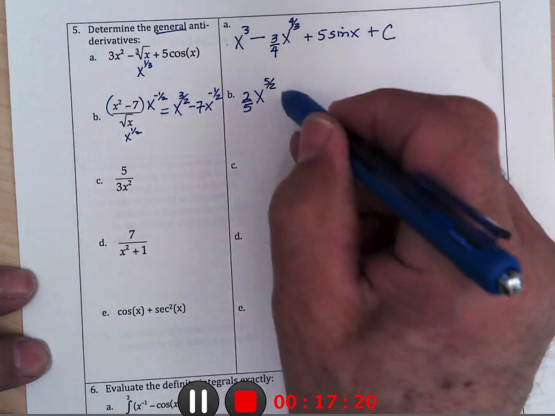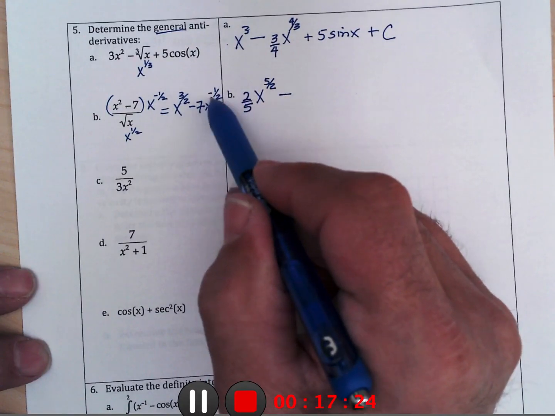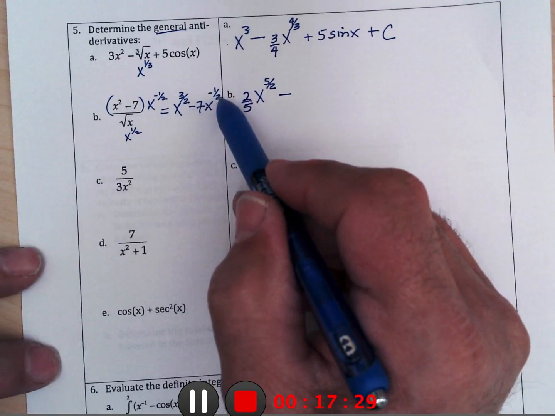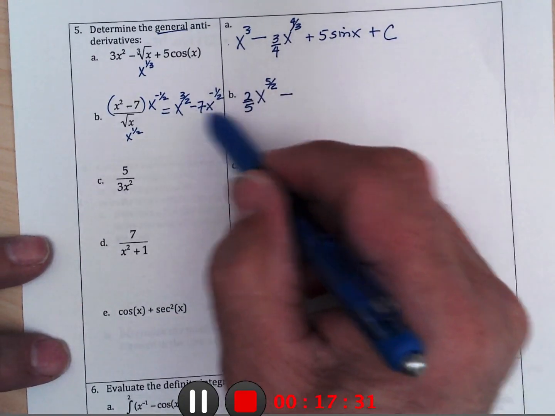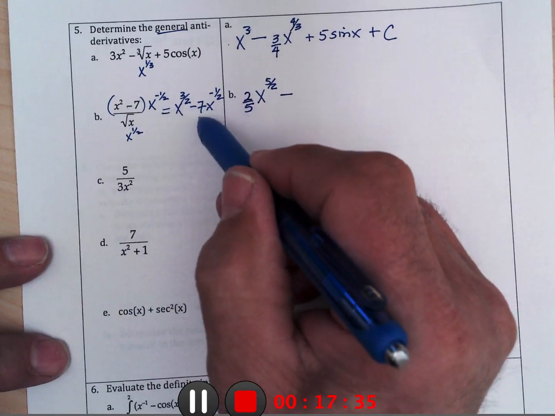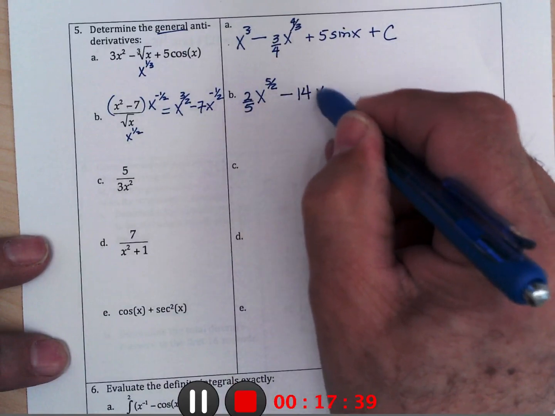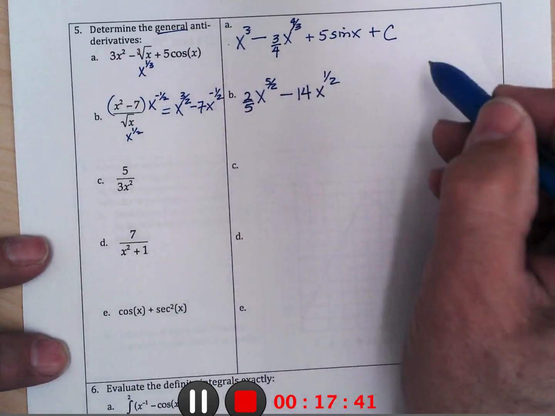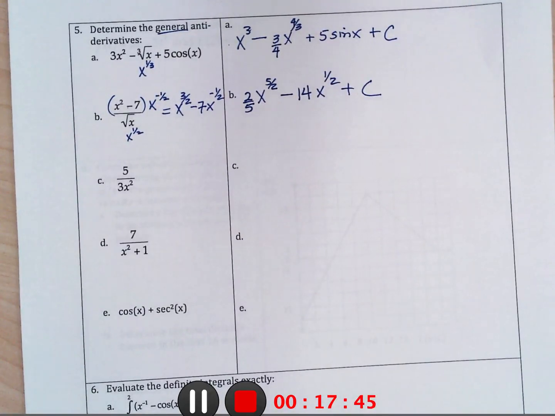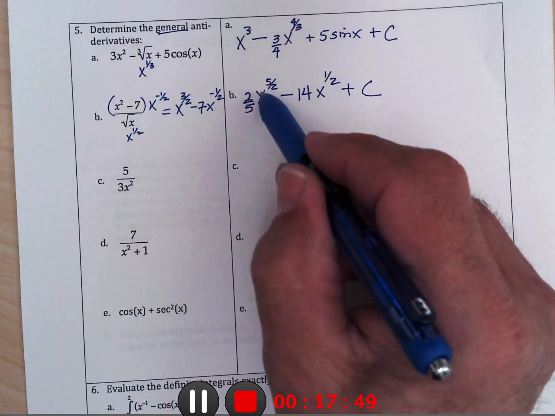Minus, and if I increase minus 1/2 by 1, I get plus 1/2. And if I divide by half, that's the same as multiplying by 2/1, so I get 2 times 7, or 14x to the 1/2 plus c. And this is the square root of x. This is x squared times the square root of x, if you wanted to.